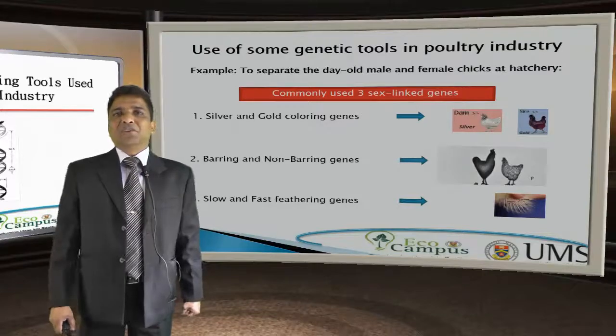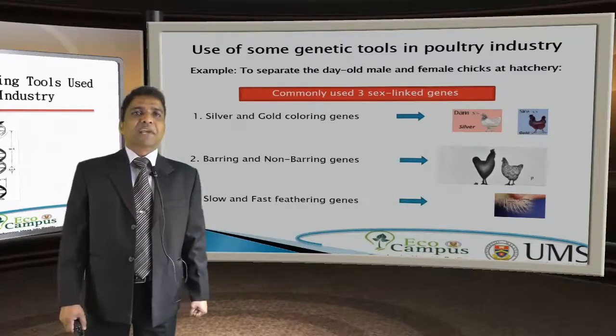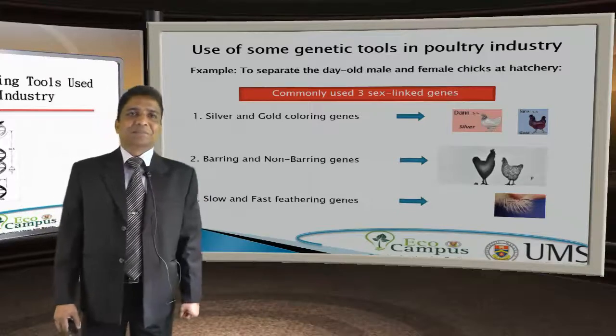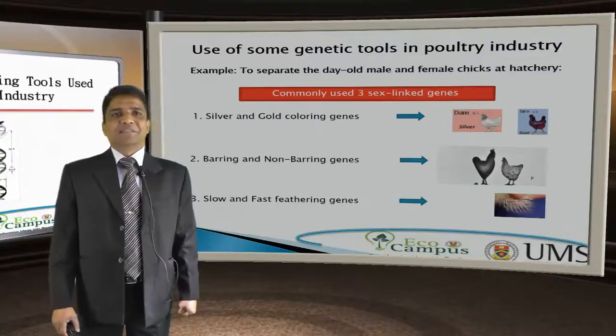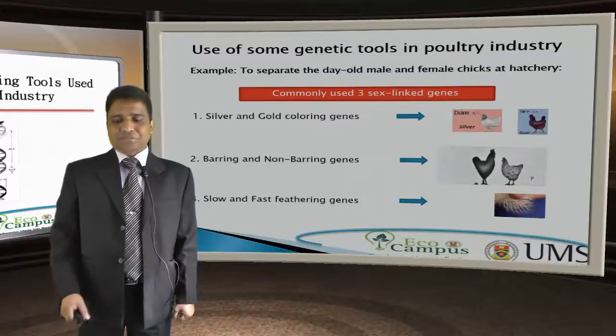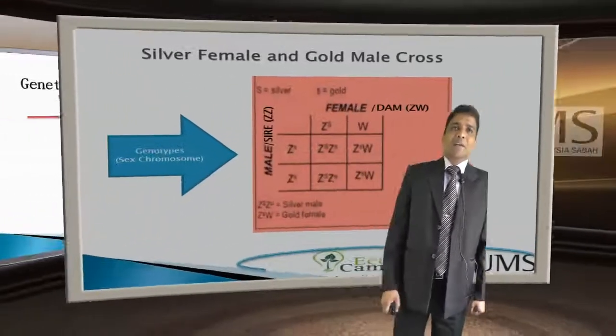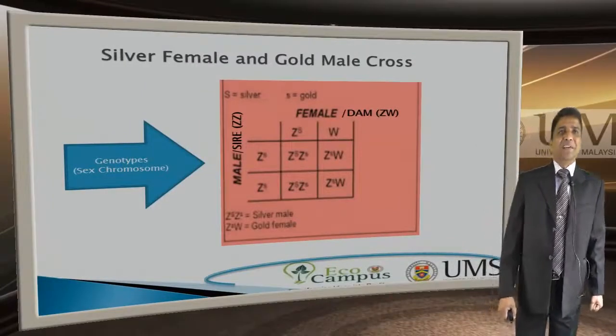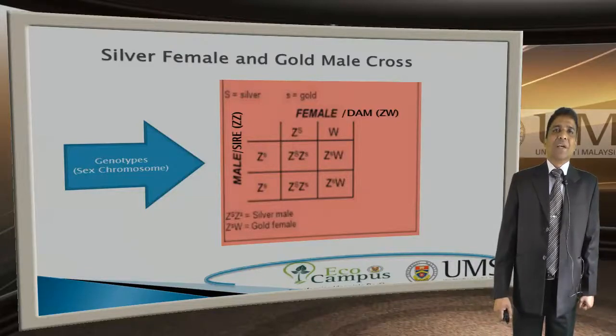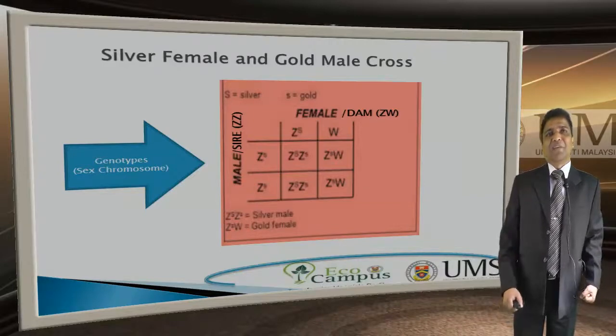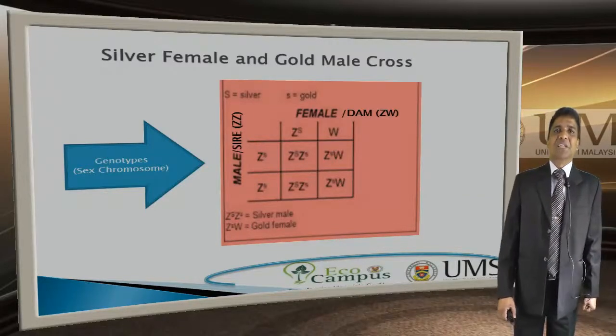Commonly, we use three sex-linked genes, namely silver and gold coloring genes, barring and non-barring condition genes, and slow and fast feathering genes. I'd like to give you one example in detail. When you go for a silver female and gold male crossing, the genotype for the sex chromosome for the male, sometimes we call the sire, is homozygous, Z and Z. For the female, we call the dam, it is heterozygous, Z and W.